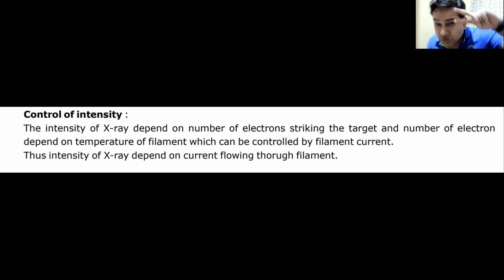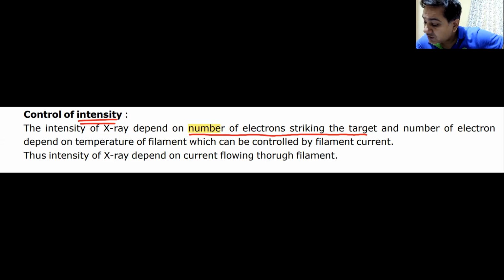Now, X-ray also has two types of things that you are worried about. The first is the intensity of X-ray. Do we understand this? Whenever I talk about intensity, it means the number of X-rays, or how many X-rays are being produced. How many X-rays will be produced will depend on the number of electrons striking the target, yes or no? Yes, sir. The more electrons striking the target, the more X-rays will be produced.